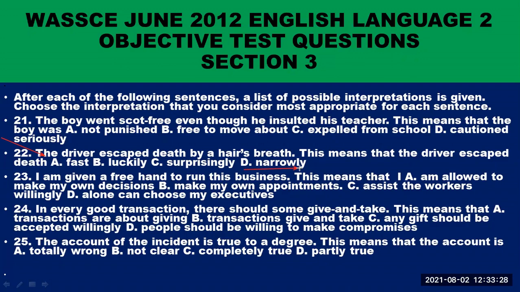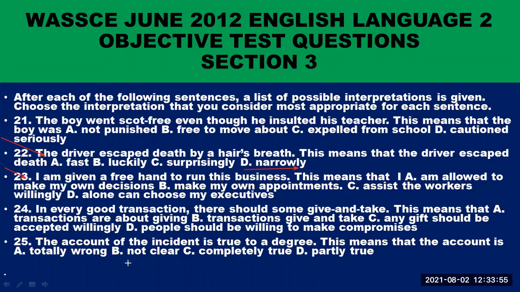Okay, so let's move on to question 23. I am given a free hand to run this business. This means that: A, I am allowed to make my own decisions; B, make my own appointments; C, assist the workers willingly; D, alone can choose my executives.